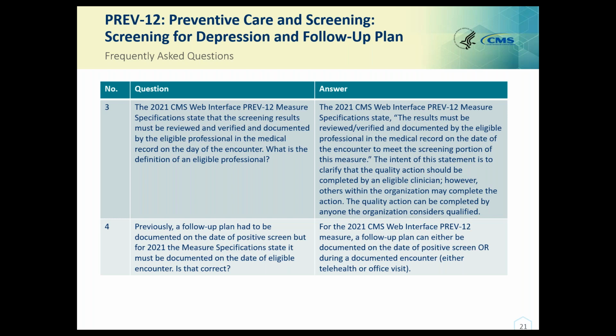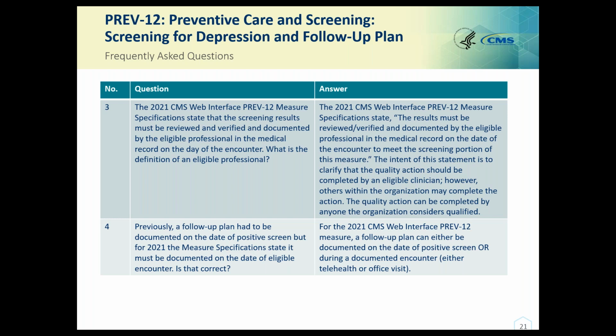So the 2021 Prev-12 measure specification states the results must be reviewed and documented by the eligible professional in the medical record on the date of encounter to meet the screening portion of the measure. The intent of this statement is to clarify that the quality action should be completed by an eligible clinician. However, others within your organization may complete the quality action. The quality action can be completed by anyone the organization considers qualified.